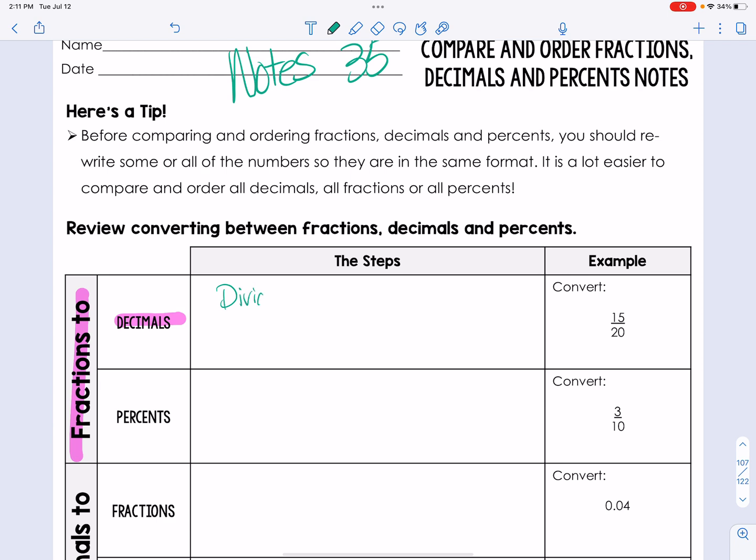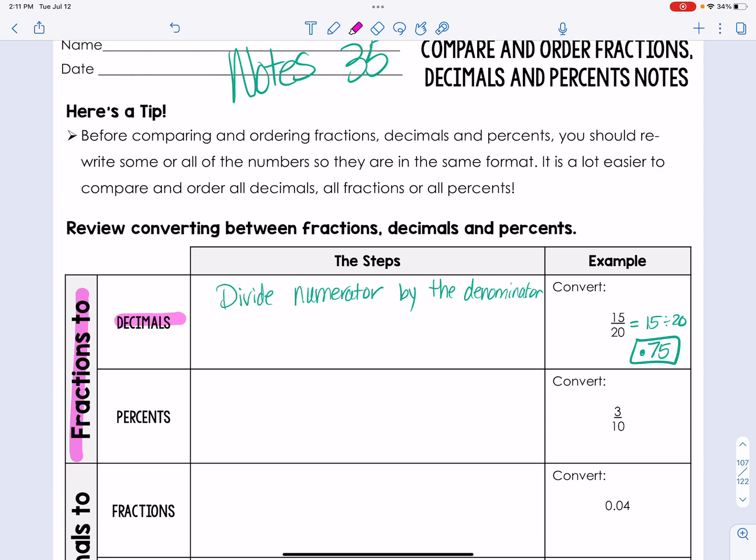You're going to divide the numerator by the denominator. So if this is my example, I'm going to take 15 divided by 20, and my answer is 0.75. So that's what that is as a decimal.